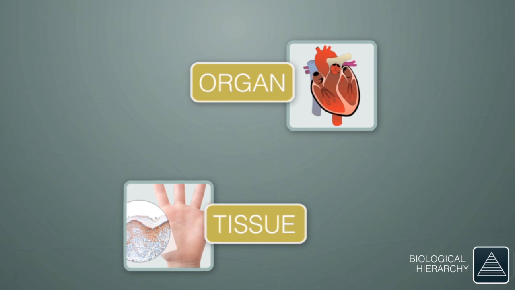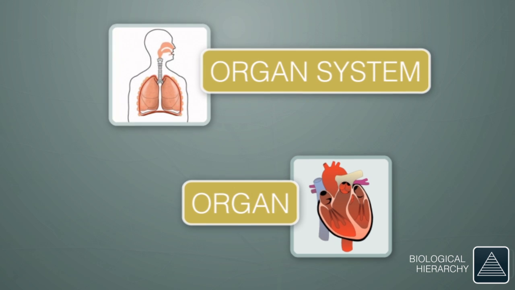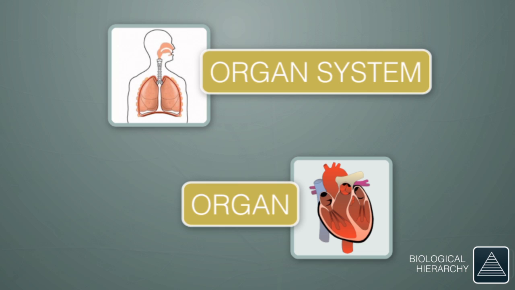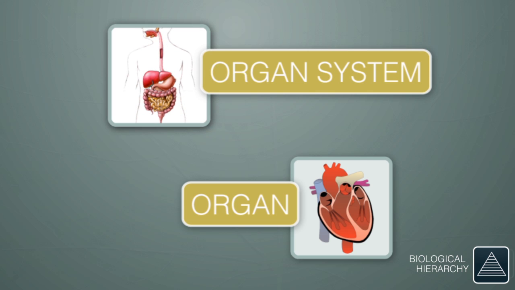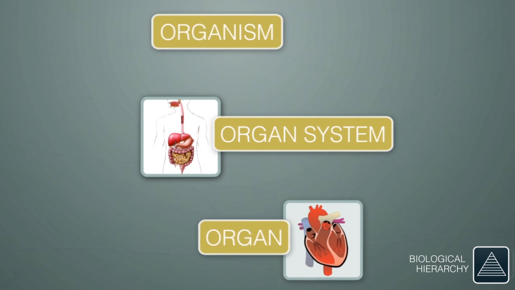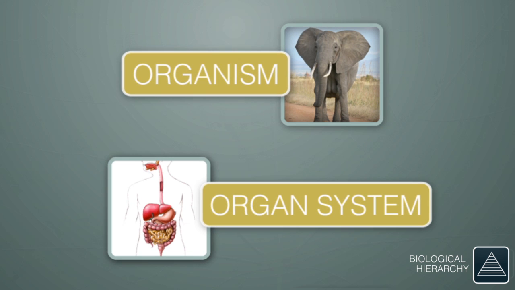Such organs combine together to make an organ system, like the respiratory system. You breathe in, breathe out. That is involving multiple organs. Our digestive system, when you eat something, it goes through the whole digestive system. Such organ systems combine together to make an organism. That's a multicellular organism, such as an elephant or a whale.